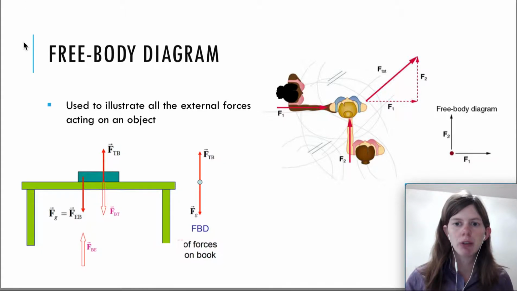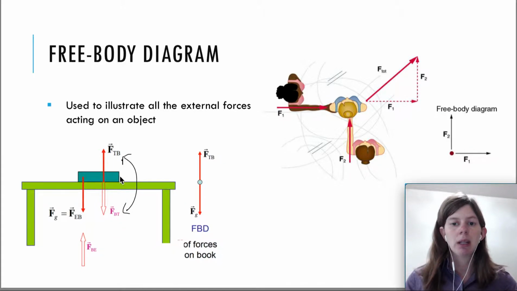It's used to illustrate all the external forces acting on an object. I have a few examples. On the left here, there's a picture that shows a book on a table, and it shows four different forces. F_TB, the force of the table on the book, because they're in contact. F_BT, the force of the book acting on the table, again because they're in contact. And these two forces are action-reaction forces. You see the subscripts are switched and they're in opposite directions. The table pushes on the book, the book pushes on the table.